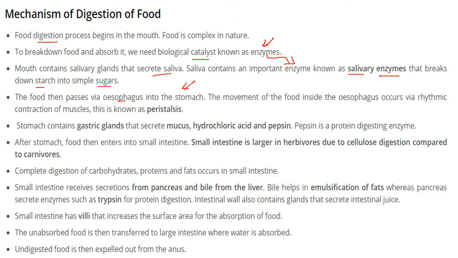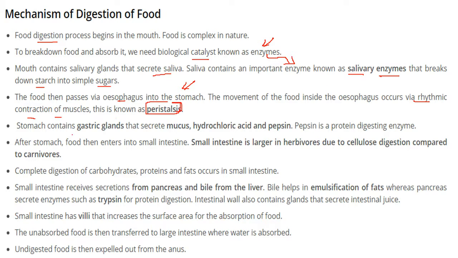How does this movement happen? Because we are not doing actual work there. This is all happening because of the rhythmic contraction of muscles, and this is known as peristalsis. This is the rhythmic contraction of muscles inside our esophagus, inside our intestine, etc.